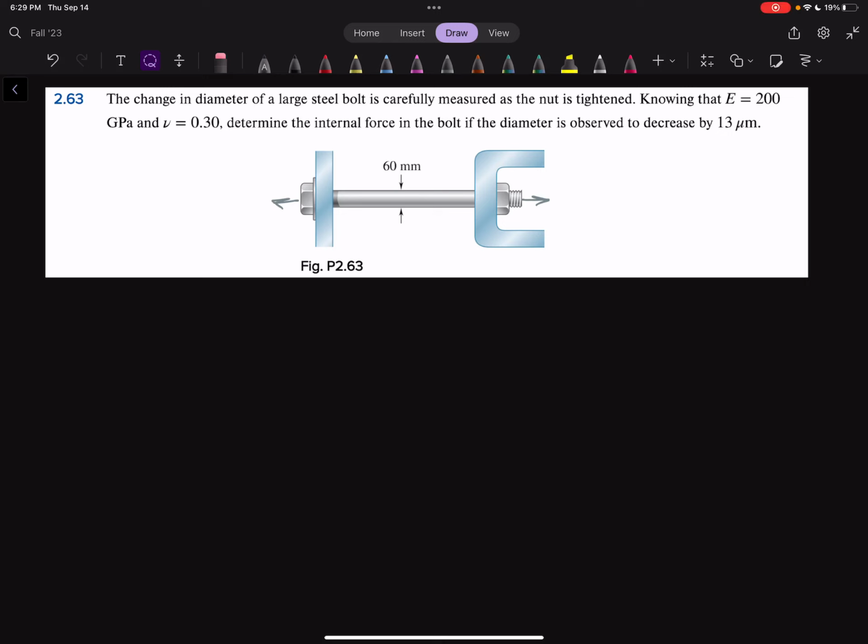The change in diameter of a large steel bolt is carefully measured as the nut is tightened. Knowing that E is equal to 200 gigapascals and ν is equal to 0.30, that's Poisson's ratio, determine the internal force in the bolt if the diameter is observed to decrease by 13 micrometers, which is meters times 10 to the negative 6.